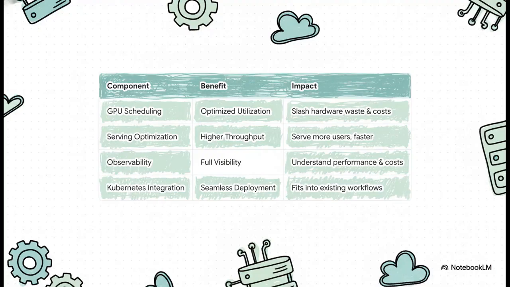So let's just tie this all together real quick. It's pretty clear, right? Each piece has a direct impact. The GPU scheduling, that optimizes how you use your hardware, which slashes waste and costs. The serving optimization, that gives you higher throughput, so you can serve more users faster. The observability pillar gives you that full, critical visibility into performance and costs. And maybe best of all, the Kubernetes integration means it fits seamlessly into the workflow you're probably already using.